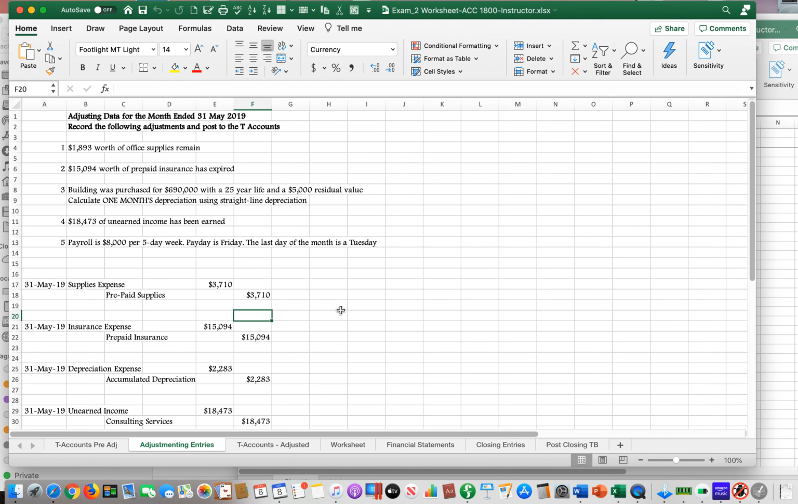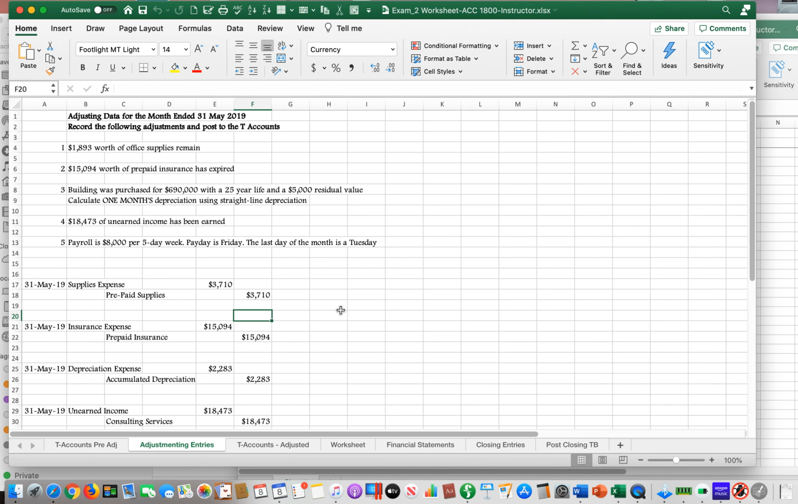So, we have $690,000. Put that in your calculator. Minus the salvage value of $5,000. So that leaves us with $685,000, correct? Now we're going to divide that by 25 times 12. 25 years is what? 300 months. That's 25 times 12, right? 25 times 12 is 300. So 300 months. So we're going to take 685,000 and divide it by 300.